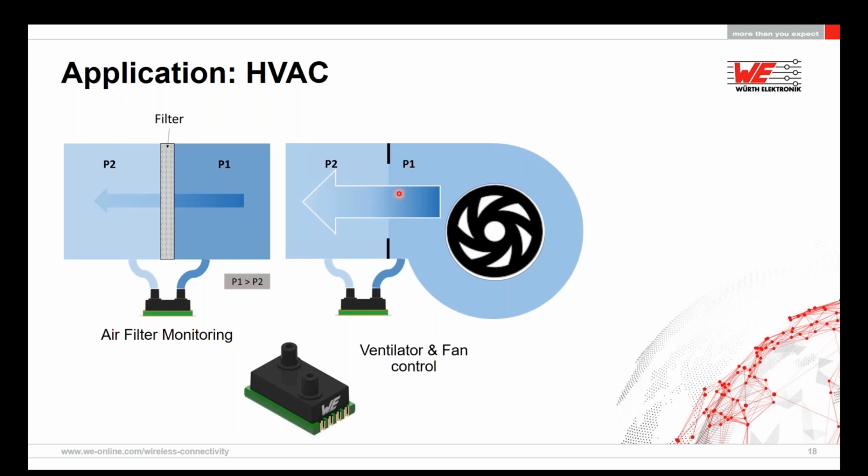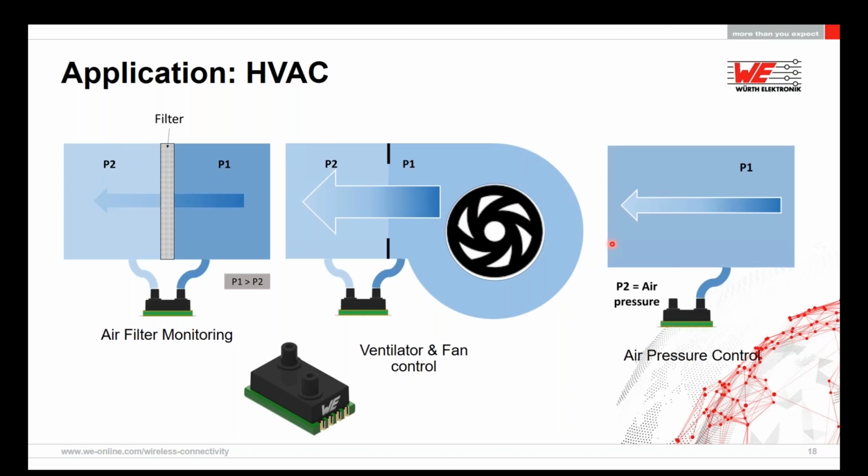In the same way, it can be used to control the ventilator or the fan. And it can also be used for the air pressure control of some laboratories or clean rooms where constant air pressure is required. Here the sensor can also be used in a gauge configuration where port pressure P2 is always kept open to the air, and the air pressure inside the tube is always controlled with respect to the ambient air pressure.